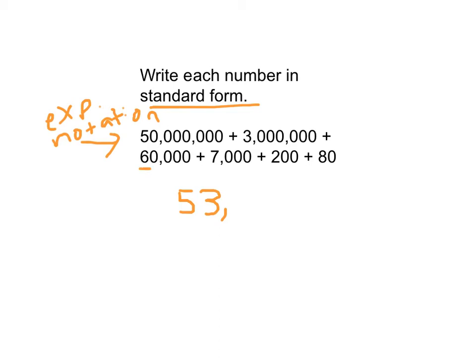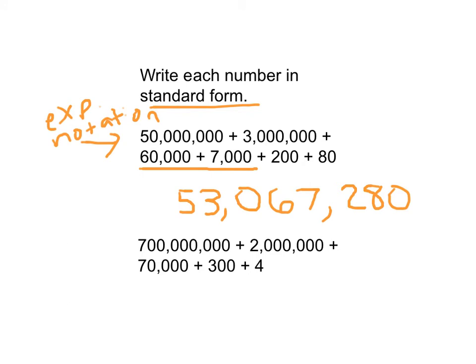Within the thousands period, I have these two numbers right here, 60,000, 7,000. So I'll place a 0 in the 100,000s place, a 6 in the 10,000s place, and a 7 in that thousands place. Finally, I have 200 plus 80. So in the ones period, I put a 2, 8, 0. That 8 in the number is worth 80, that 2 is worth 200, that 7 is worth 7,000, that 6 is worth 60,000, the 3 is worth 3 million, and that 5 is worth 50 million. We've got that number written in standard form, 53,067,280.